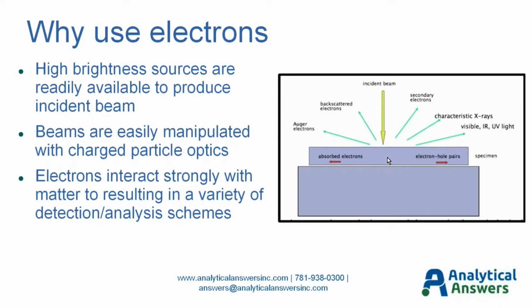generation of characteristic X-ray emission. And using an X-ray spectrometer then, we can detect those, separate them by energy, and assign the specific X-ray lines to the elements present in the sample, and in that way get an elemental composition.